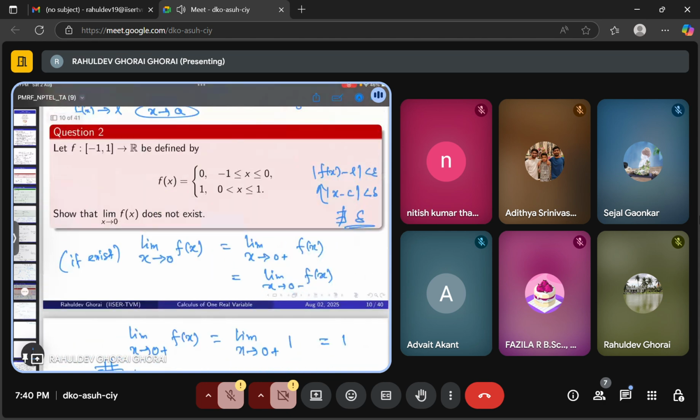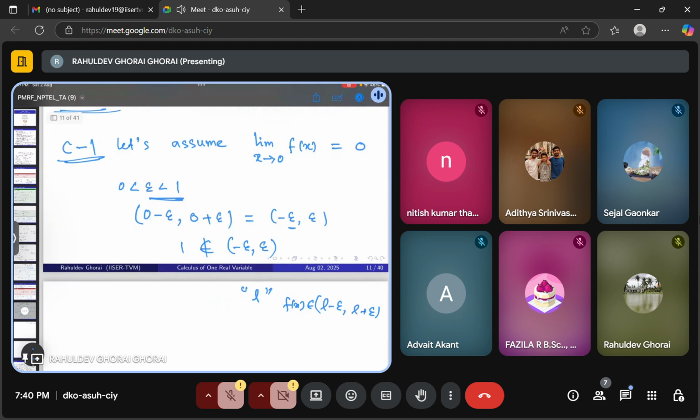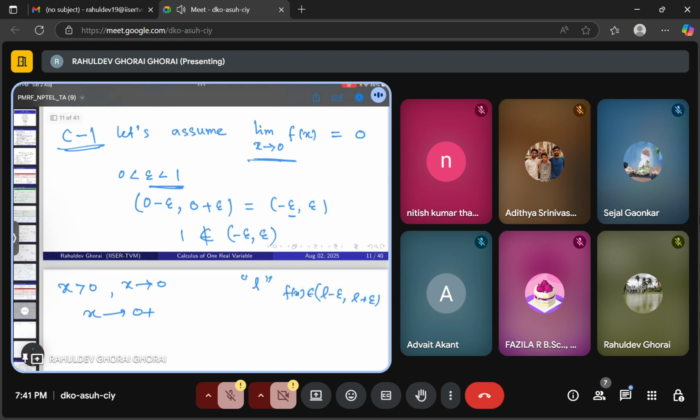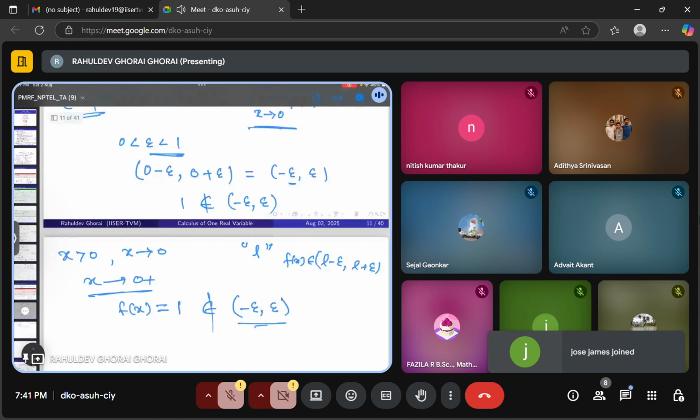Why? f(x) is taking the value 1 when x is greater than 0, but x can approach 0, right? So x approaching 0 means x can be greater than 0 and approaching 0, and that implies x tends to 0 plus mostly. So when x tends to 0 plus, f(x) is nothing but 1, but that does not belong to minus epsilon to epsilon. That does not belong to even minus epsilon to epsilon. So for all epsilon, you don't have that.